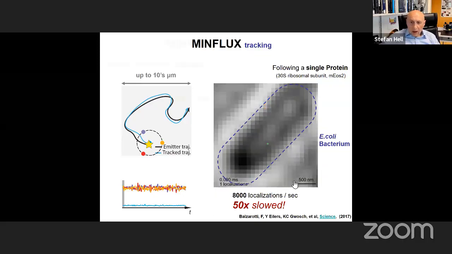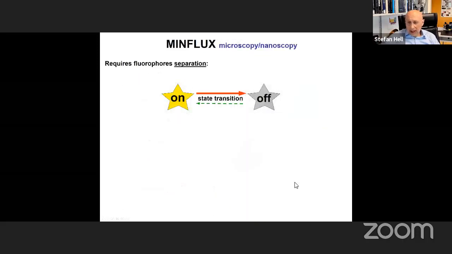Okay, now if you want to take images, not just tracking, then of course you need your on-off. As I said in the beginning, the key and the foundation of all these super resolution methods, whatever that is, STED, PALM, STORM, PAINT, and so on, you need a way to separate fluorophores that are closer than the diffraction barrier. And the standard way of doing it at this point of development, basically done by all labs, is some sort of on-off transition. So if this molecule is on, the other one is off, and this is why you can separate them.